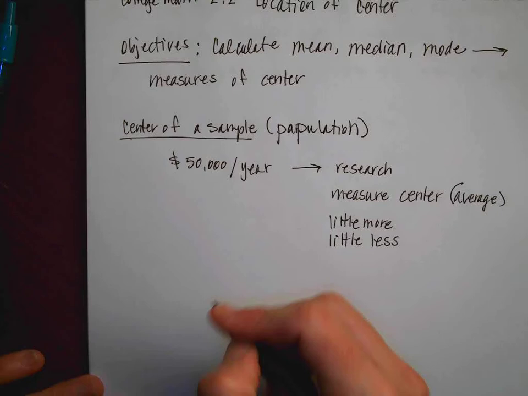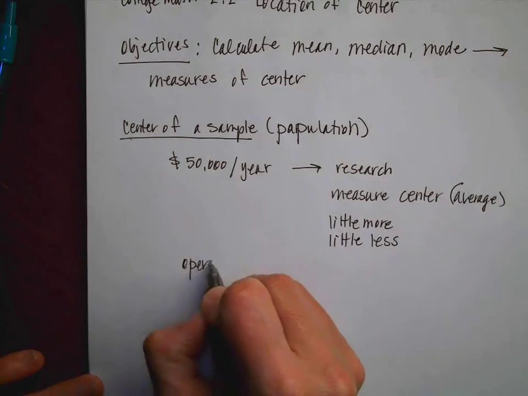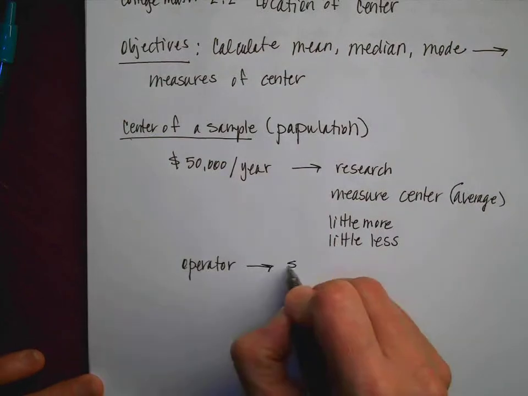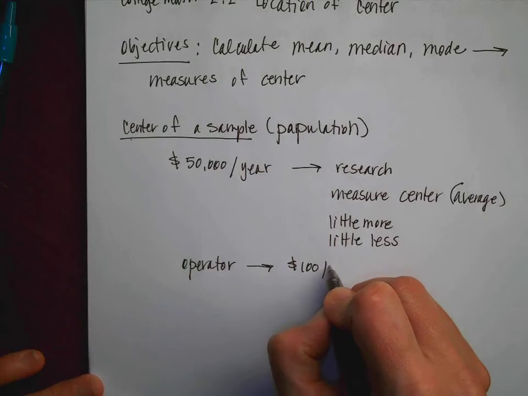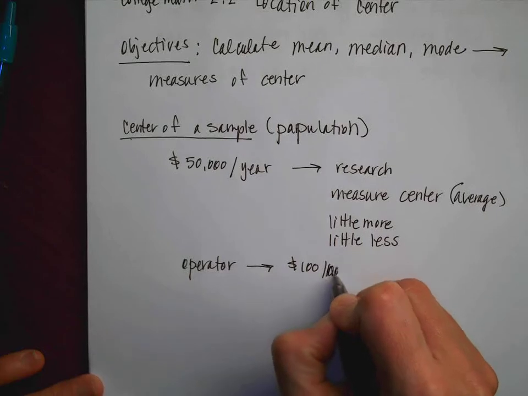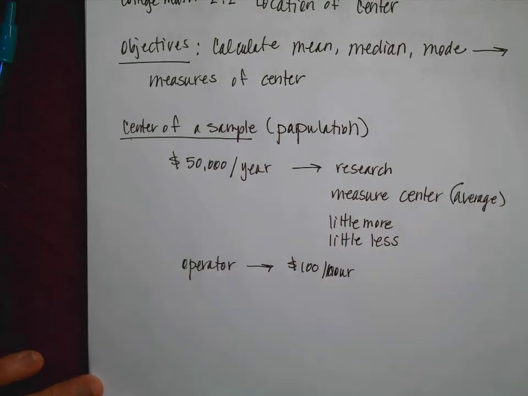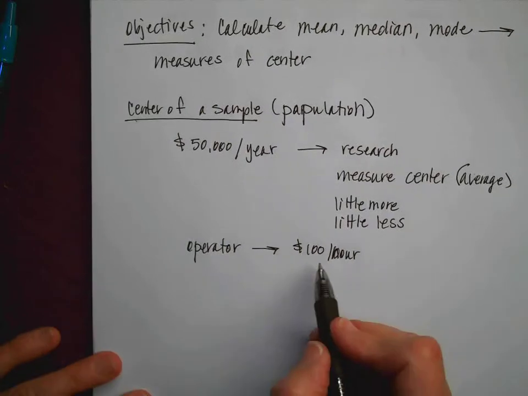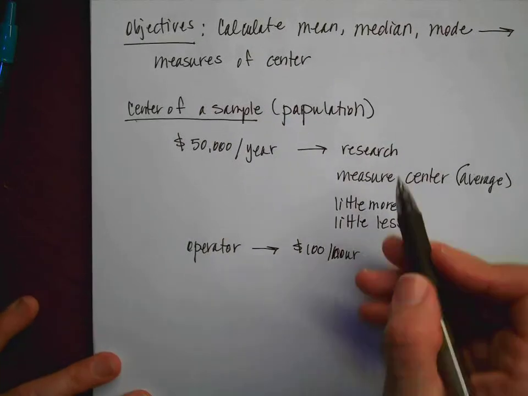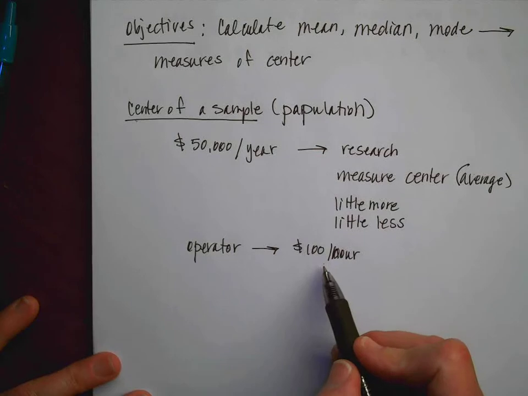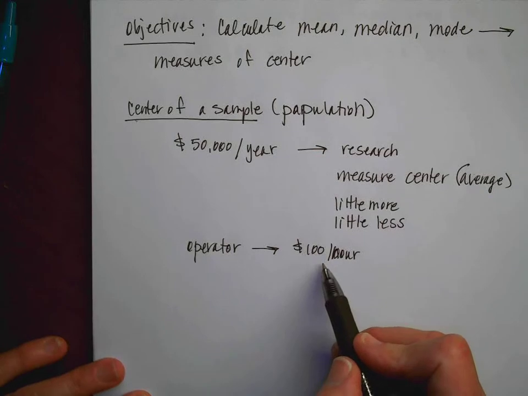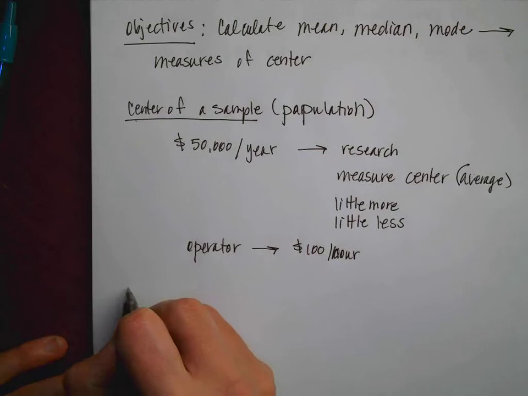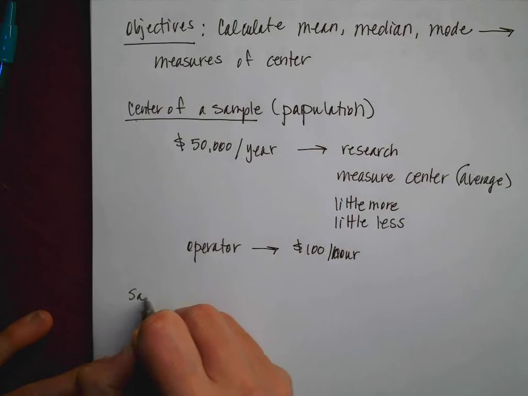If you're going to be a heavy equipment operator, you might start your beginning salary at $100 an hour. Oops, that's an hour. And again, this could be a measure of center. It is a measure of what other research has shown that could potentially be something that you could make for a wage. So as we talk about center, we want to talk about a sample mean.